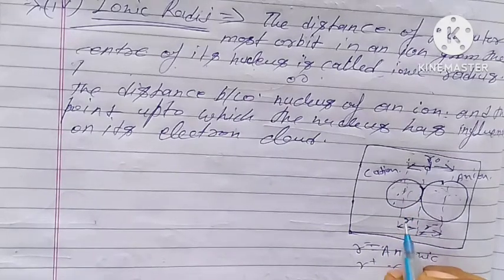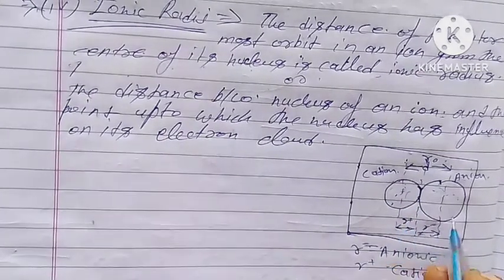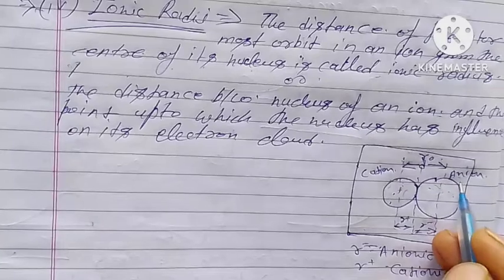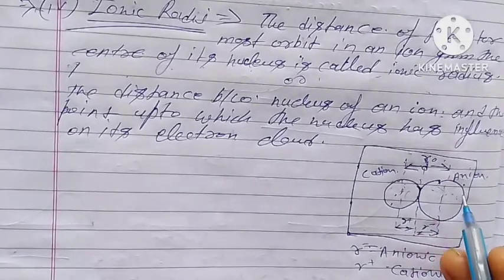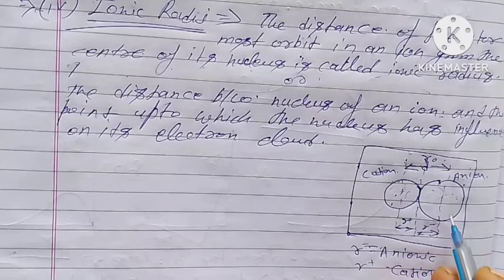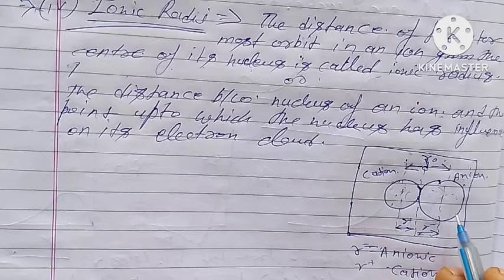When an atom gains electrons, it is converted into an anion. Due to the greater number of electrons, the attraction is lowered, due to which size increases. Hence, the size of an anion is larger than the corresponding atom.